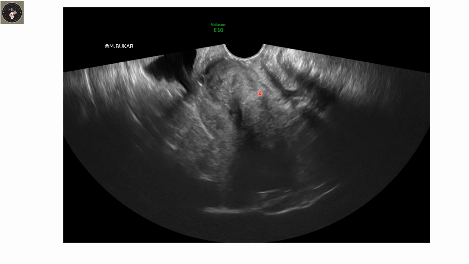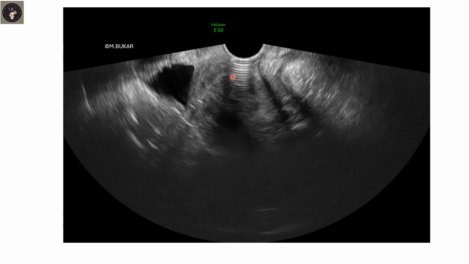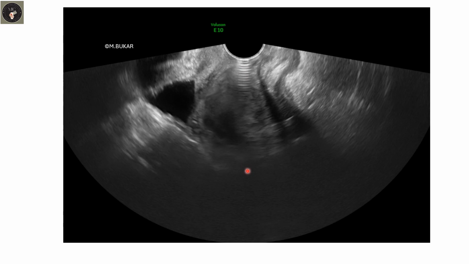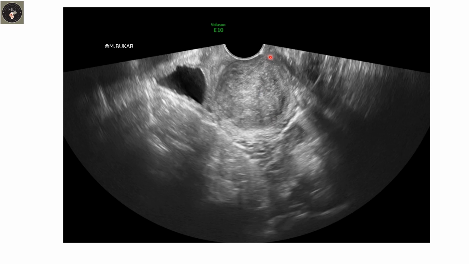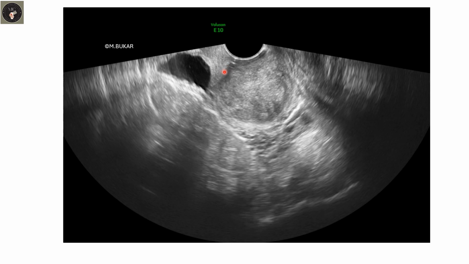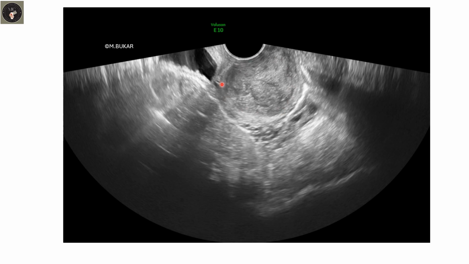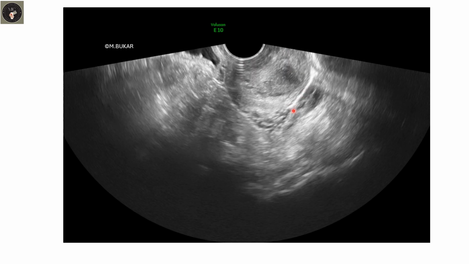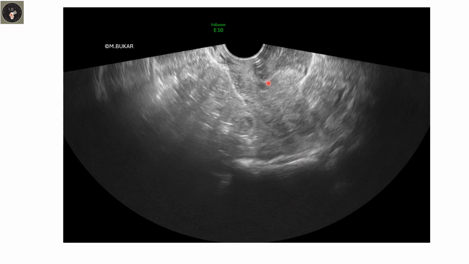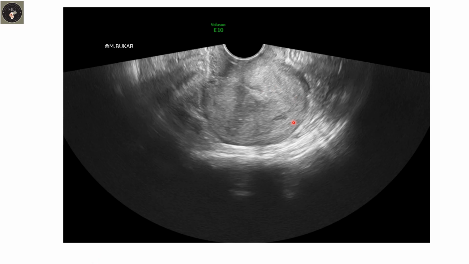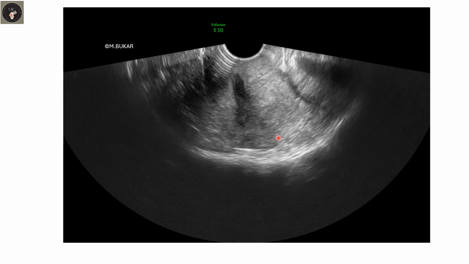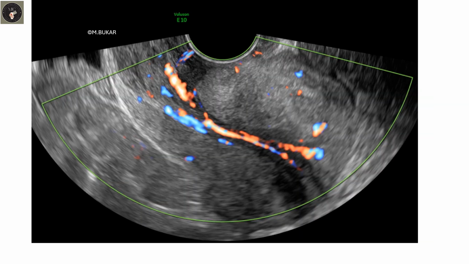So here, one cannot clearly define the origin of this lesion, whether it's from the endocervix or the endometrium. Here, I've just withdrawn the prop and introducing it into the anterior fornix. When one says that the mass is well circumscribed, it suggests that this is unlikely to be a malignant lesion. So we cannot actually define the origin of this lesion based on this 2D. So will Doppler help us do that? We shall see shortly.